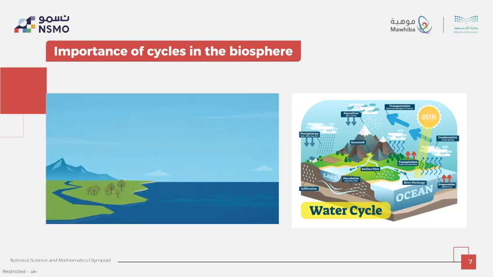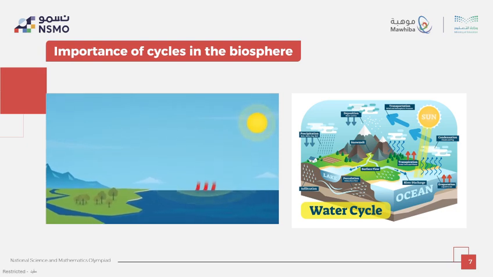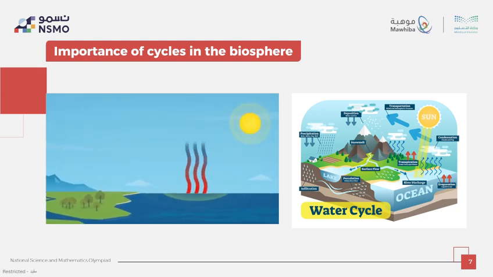First, we'll need the sun. When the sun shines on water on the Earth's surface, the heat of the sun warms the water, turning it into an invisible gas called water vapor. This process, the changing of water into a gas, is called evaporation. Because gases are lighter than liquids, water vapor rises up into the sky.